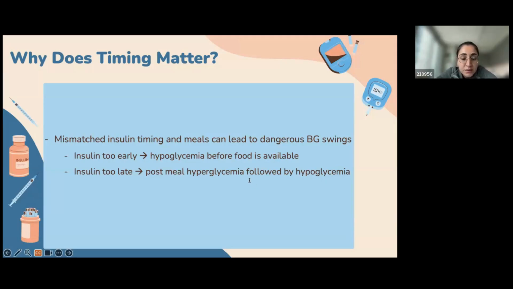Mismatched insulin timing and meals can lead to really dangerous sugar swings. If the insulin is given too early, for example, hypoglycemia can occur before the food becomes available. And if the insulin is given too late, then hyperglycemia can occur due to the food being absorbed in the absence of insulin. This can later be followed by hypoglycemia once the insulin is absorbed and kicks in, but the food has already been processed and digested. So it's very important to emphasize the proper timing, which we will go over shortly.